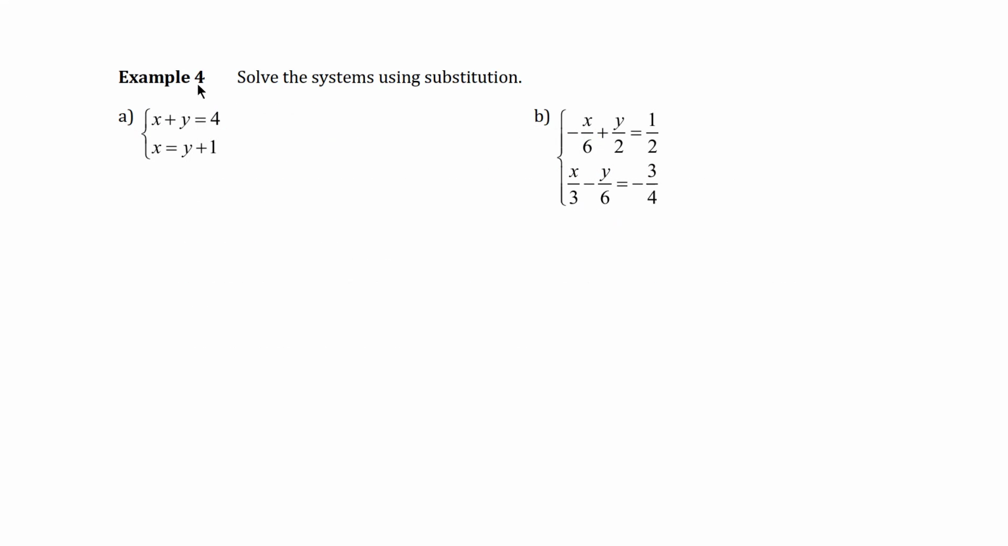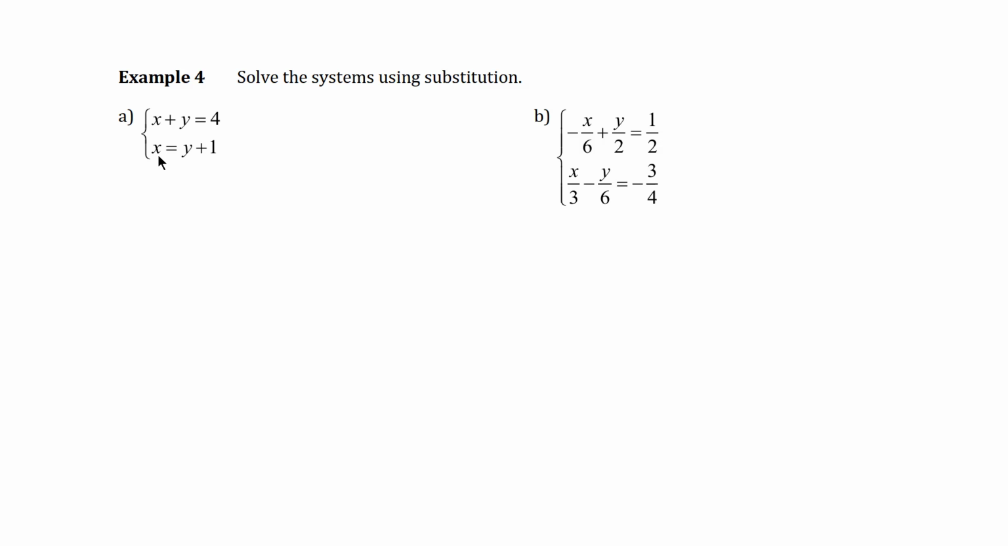In example number 4, solve the system using substitution. For part A, we have the system of equations x plus y equals 4 and x equals y plus 1. The first step is to isolate a variable in one of the equations. However, if we take a look at the second equation, it's already solved for x. So we can move on to step number 2, which is substitute for that variable in the other equation.